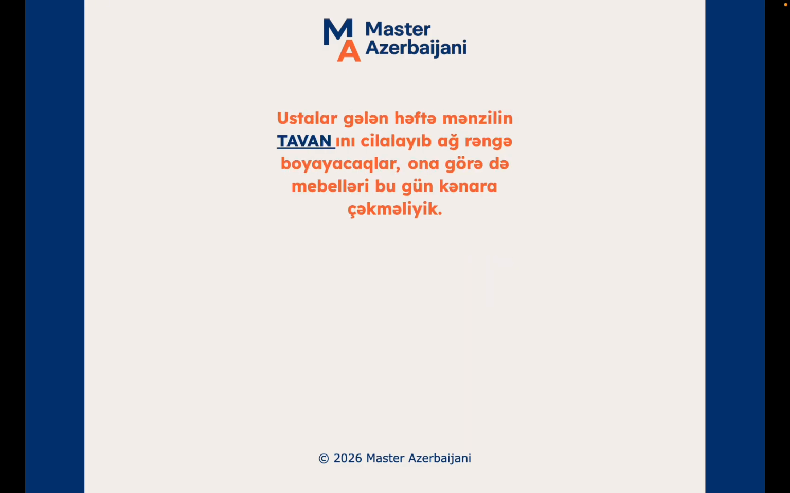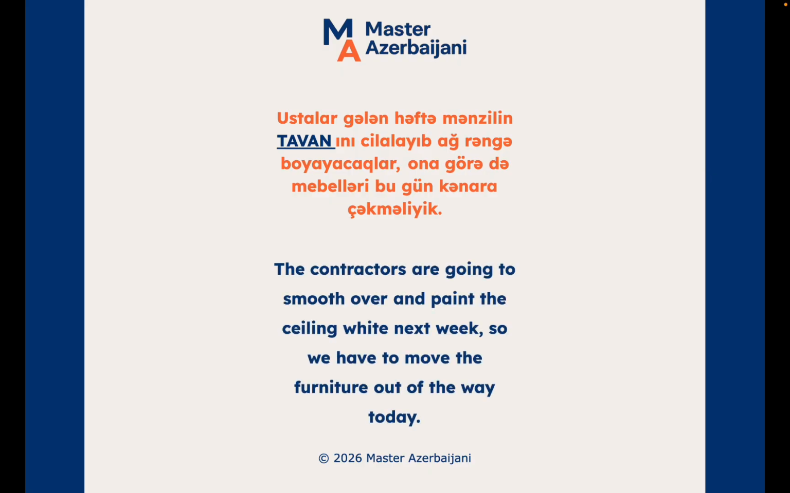First one. Ustalar gələn həftə mənzilin divarını cilalayıb ağ rəngə boyayacaqlar. Ona görə də mebelləri bugün kənara çəkməliyik. Couple of words that I will help you with. But first, let's see the translation. The contractors are going to smooth over and paint the ceiling white next week. So we have to move the furniture out of the way today.